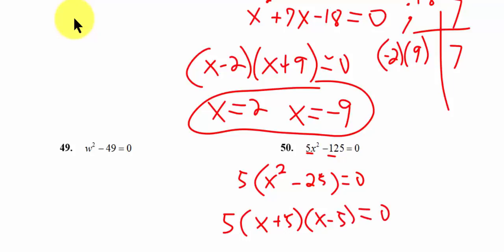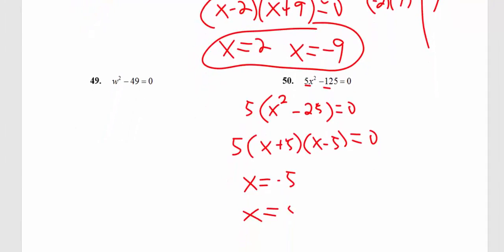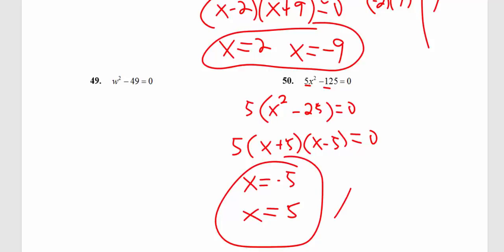Right? Remember that a squared minus b squared is equal to a minus b times a plus b, or a plus b times a minus b. So the final answer, the solution, would be x equals negative 5 and x equals positive 5. Right? Those are the values that would give me 0 or result in 0. Okay, so that's it. That's all I have for this video.